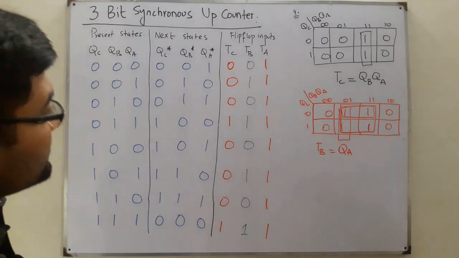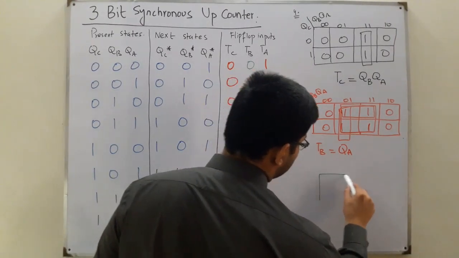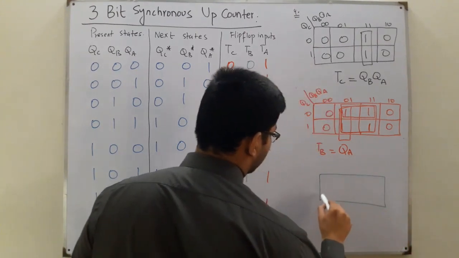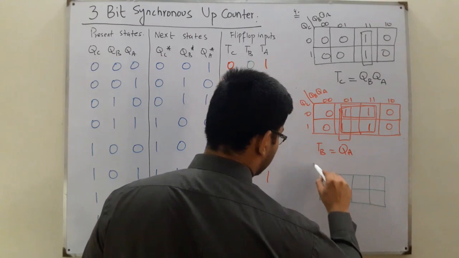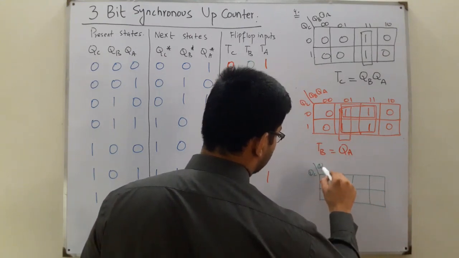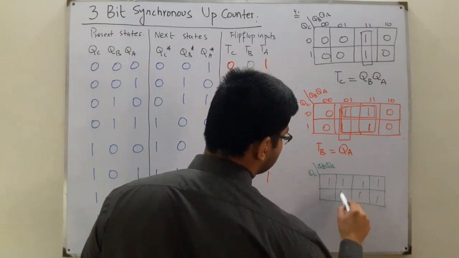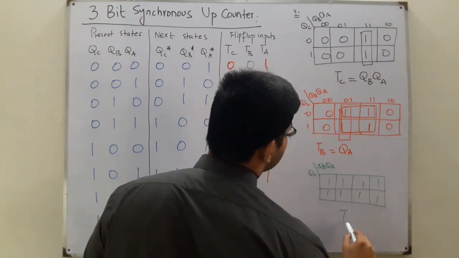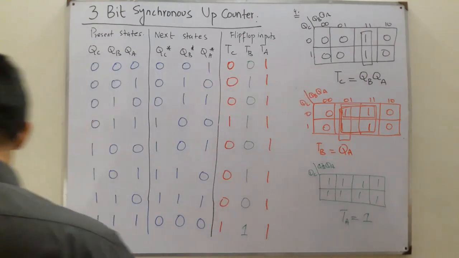Now for TA, you don't need to worry about that. TA is the most simplest of them. All right? So if you see, this is QC, this is QB, QA. All of them are 1. Which makes TA equal to logic 1. So this is about it.